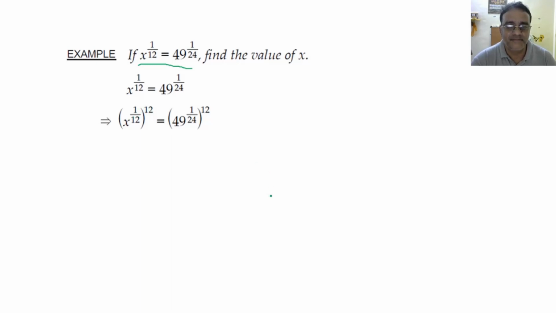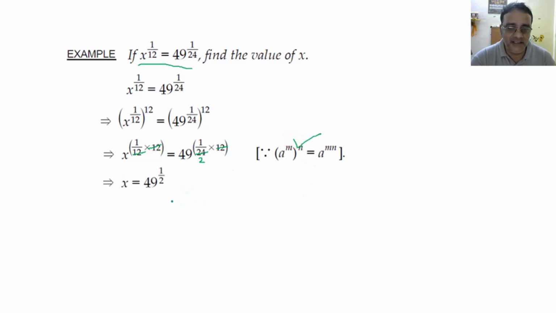(a to the power n over n) whole to the power n is equal to a to the power m into n. Right. So in the next step these two will cancel, and we will get the power 1 here, and here we will get 1 by 2. Okay, so x is equal to 49 to the power 1 by 2, this property we have used here.